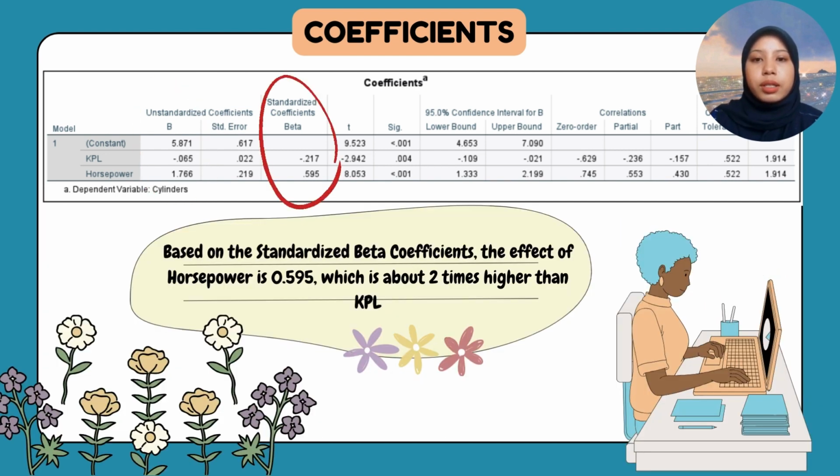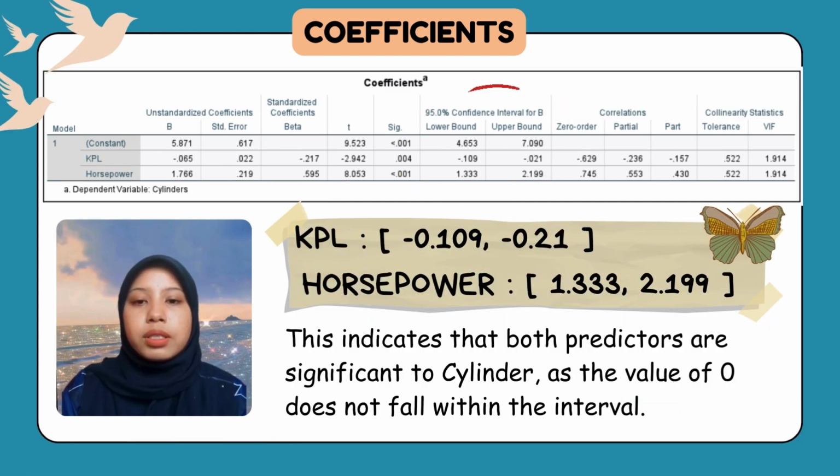Based on the standardized beta coefficients, the effect of horsepower is 0.595, which is about 2 times higher than kpl. In addition, the 95% confidence interval for kpl is between negative 0.109 and negative 0.21, and the confidence interval for horsepower is between 1.333 and 2.199. This indicates that both parameters are significant to cylinder, as the value of 0 does not fall within the interval.